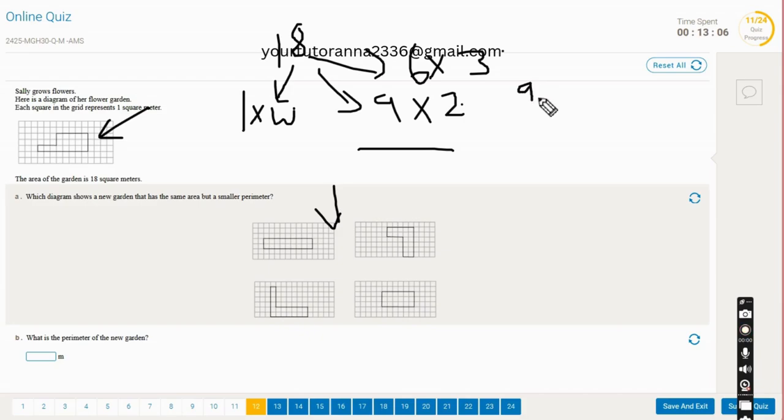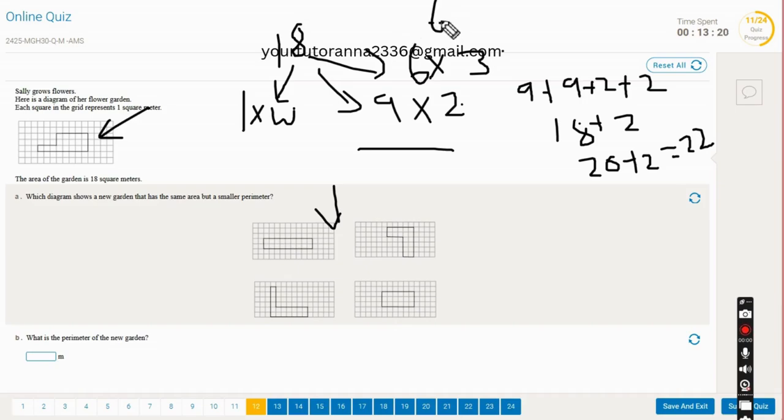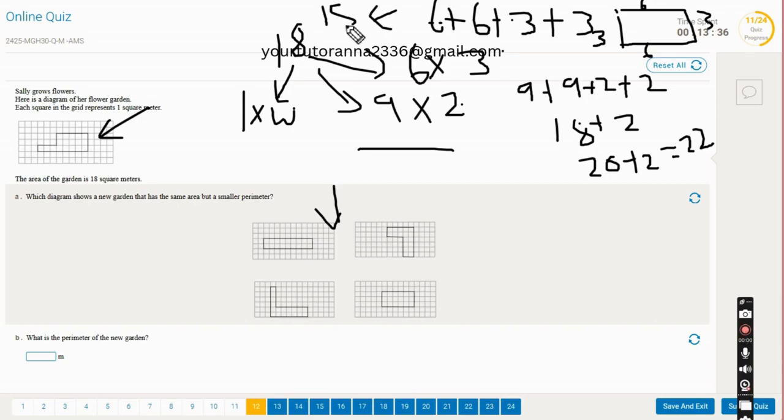Let's see. So 9 plus 9 plus 2 plus 2. What is that? 18 plus 2 is 20, plus 2 is 22. So this is going to be 22, and above, 6 plus 6 plus 3 plus 3. Why am I doing this? Because remember, whenever you have a rectangle, the length is 6 and the width is 3, and you add all of them to find the perimeter. So this is going to be 18. 6 plus 6 is 12, 3 plus 3 is 6, and then 18.